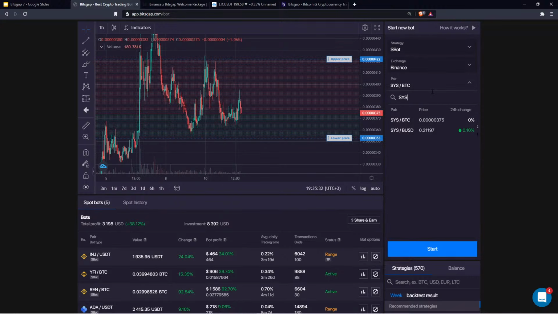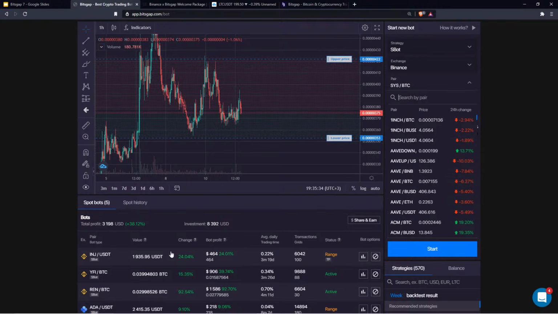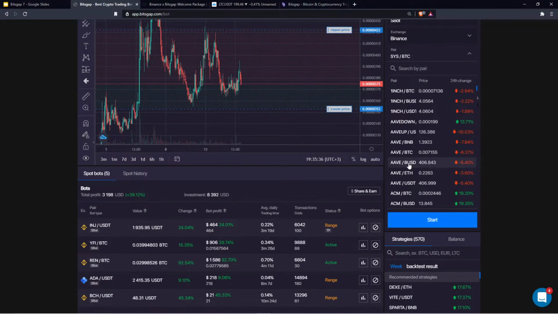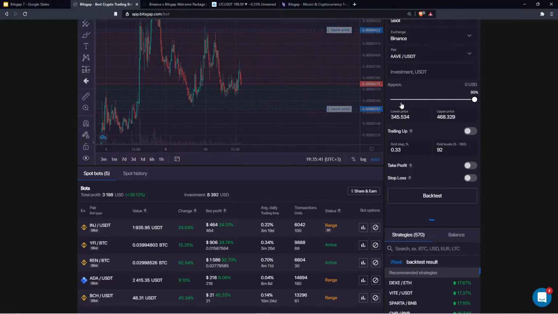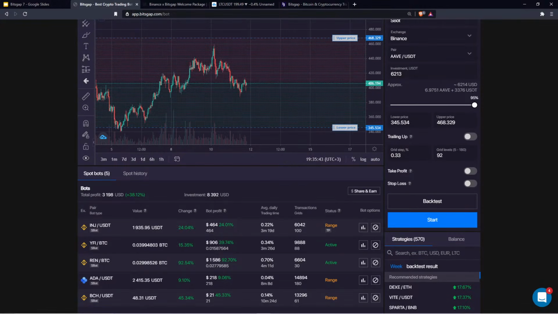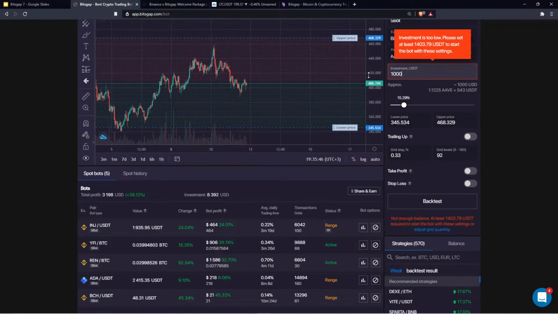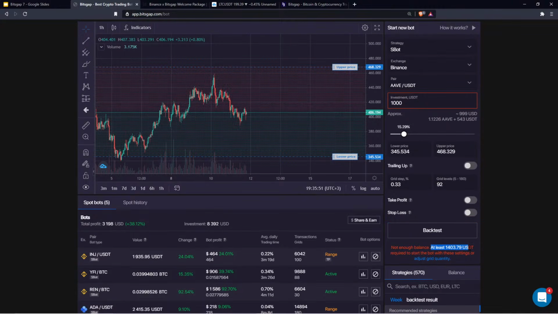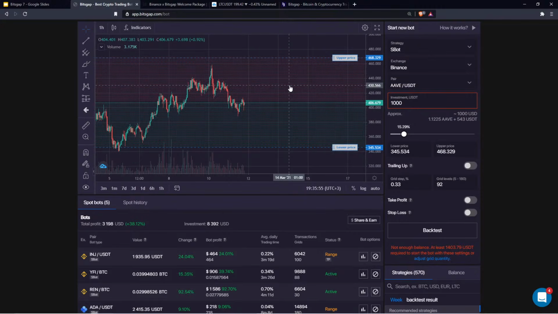What about other cryptocurrencies? Let's say 1H. No, actually, that's the one I have here. Maybe Aave trading to USDT. Let's see, what about this one? Let's say $1,000 and 92 grid levels. You see it's not possible. You see at least 1,400. Why so? Well, the point here is that per each grid level, there is a minimum trade size required by the exchange. So that's why the more grid levels you plot, the more investment is required.